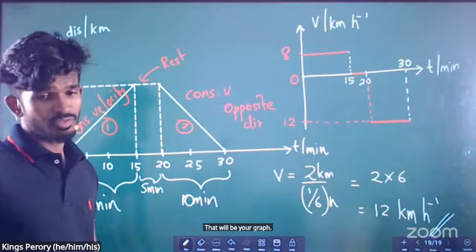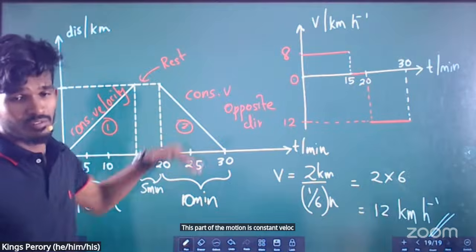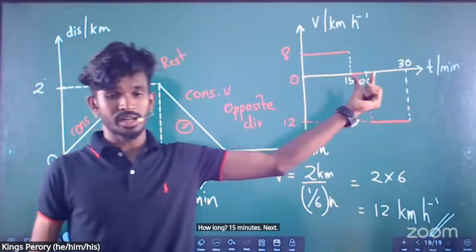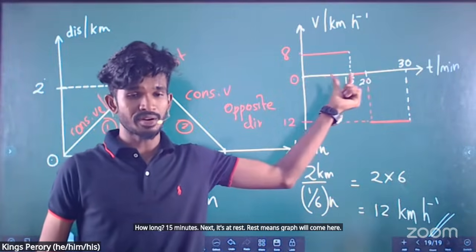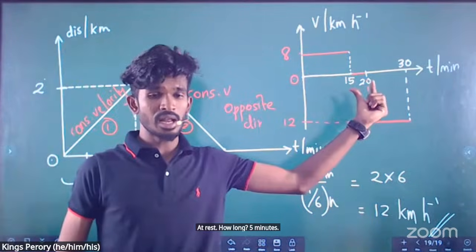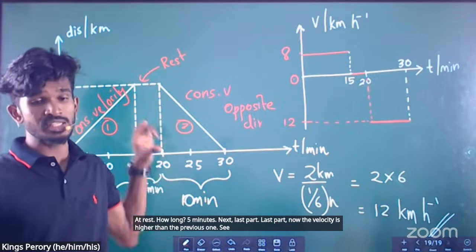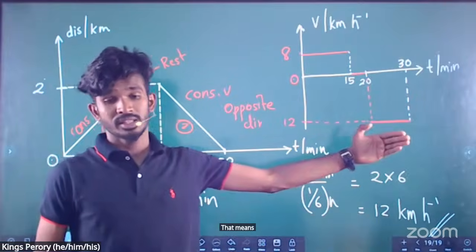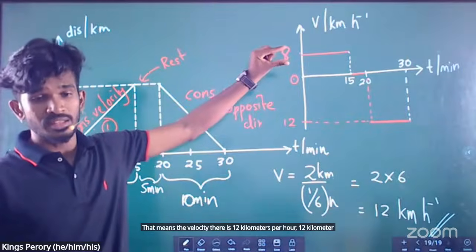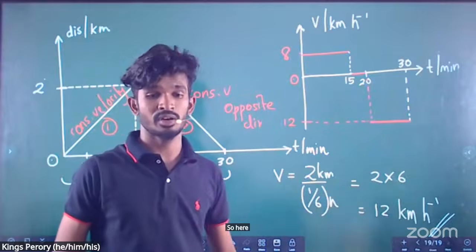So again, look at the graph. This part of the motion is constant velocity, a straight flat line. Velocity is 8. How long? 15 minutes. Next, it's at rest. Rest means the graph will come here. At rest. How long? 5 minutes. Next, last part. Now the velocity is higher than the previous one. See, in 10 minutes he is traveling 2 kilometers. That means the velocity there is 12 kilometer per hour. 12 kilometer per hour means this gap will be more than the previous one, somewhere here. So here, the last part of the graph.